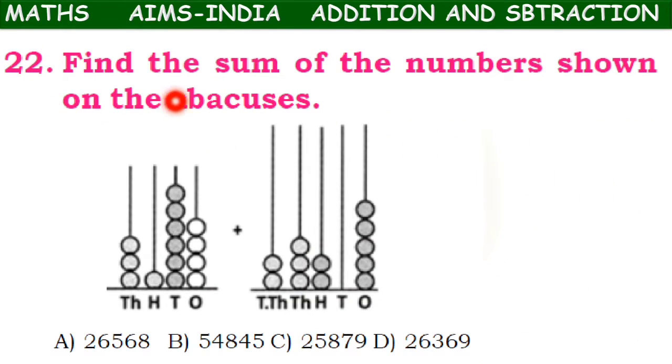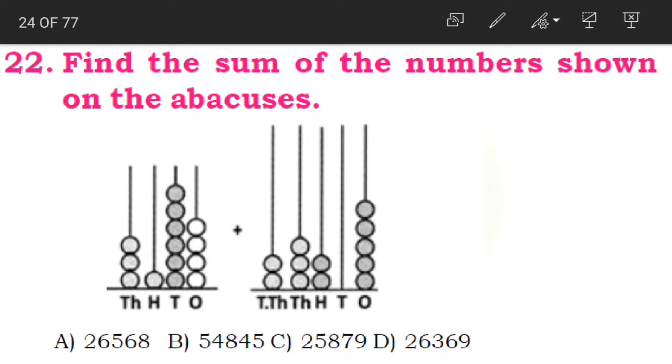Moving on to question number 22. Find the sum of the numbers shown on the abacuses. See children, now this is very easy. Just count the number of balls here. 1, 2, 3, 4. 1, 2, 3, 4, 5, 6. 1 and 3. Now what number is this abacus representing? 3164. 3 is in thousands place. Yes, 3164. Now what about the second abacus?